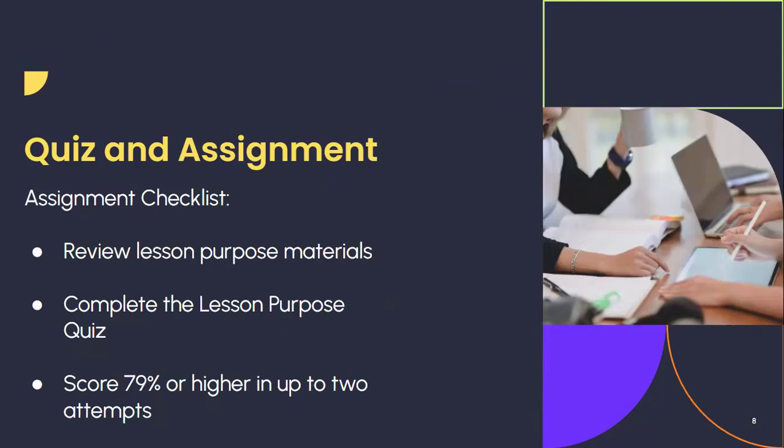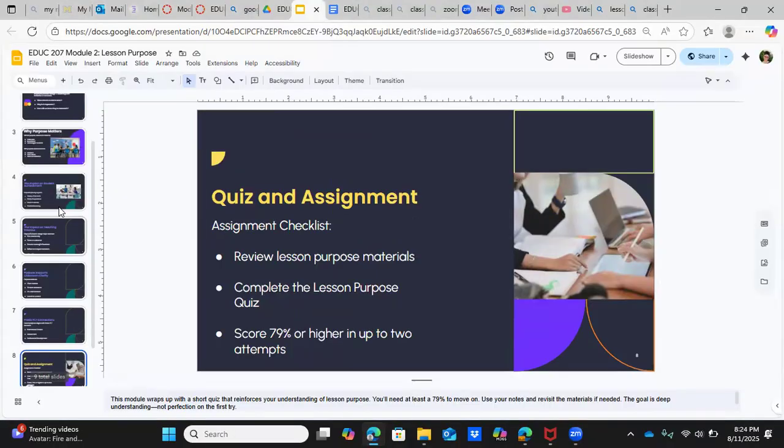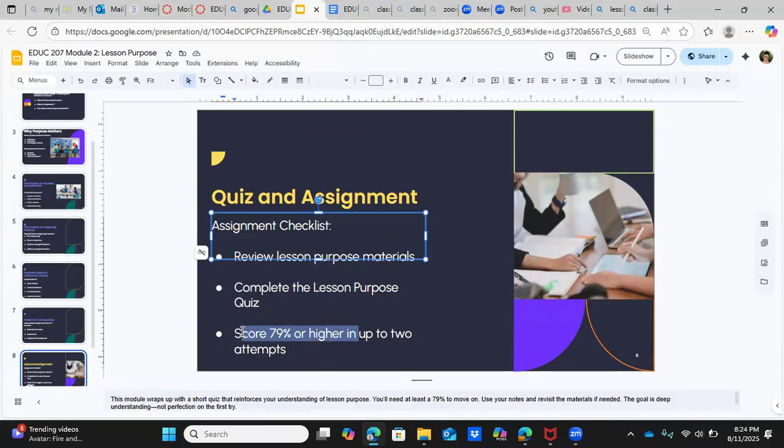This module wraps up with a short quiz that reinforces your understanding of lesson purpose. You're going to need a passing score. You are given up to 2 attempts, and you must have a passing score. Review the lesson purpose materials, complete the lesson purpose quiz, and then go for it on that quiz.